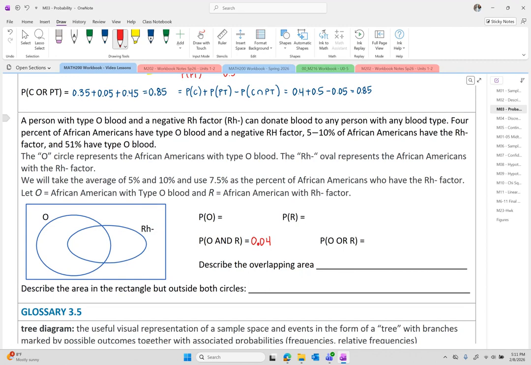5 to 10% of African Americans have the Rh factor. So let's say here we will put the median or the middle, the average. So let's say 0.075, which is 7.5%. And 51% have type O blood. So that will be 0.51. The O circle represents the African Americans with O blood, and the Rh minus oval represents the African Americans with the Rh minus factor.